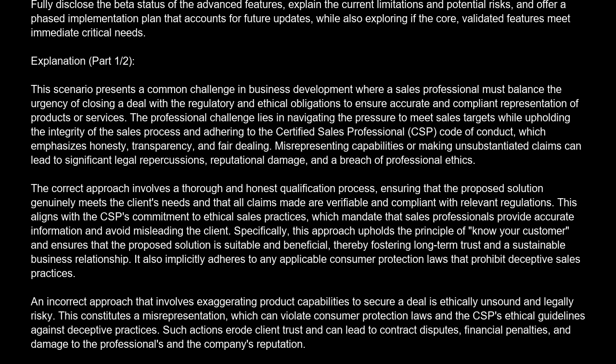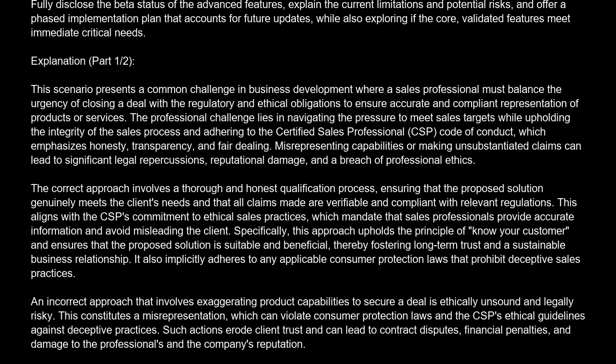The correct approach involves a thorough and honest qualification process, ensuring that the proposed solution genuinely meets the client's needs and that all claims made are verifiable and compliant with relevant regulations. This aligns with the CSP's commitment to ethical sales practices, which mandate that sales professionals provide accurate information and avoid misleading the client. Specifically, this approach upholds the principle of know your customer and ensures that the proposed solution is suitable and beneficial, thereby fostering long-term trust and a sustainable business relationship. It also implicitly adheres to any applicable consumer protection laws that prohibit deceptive sales practices.